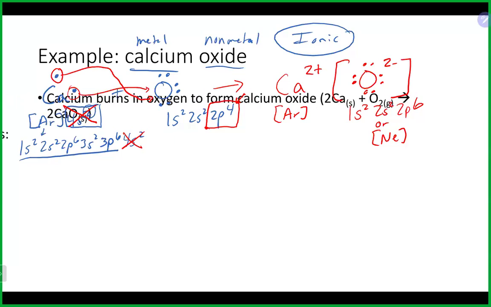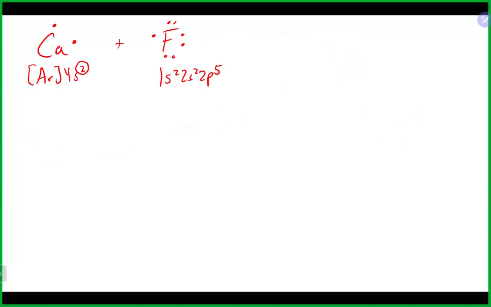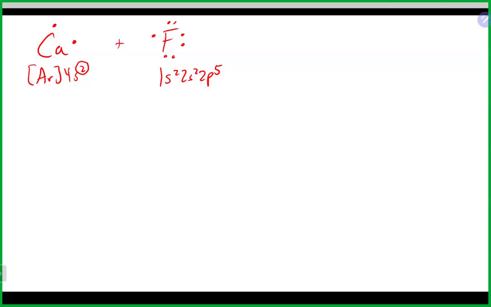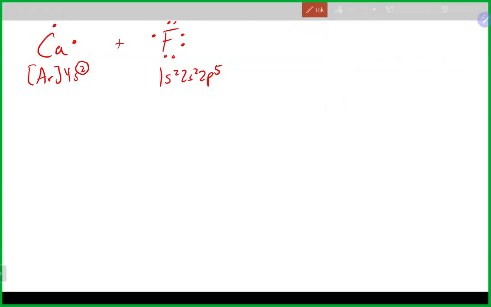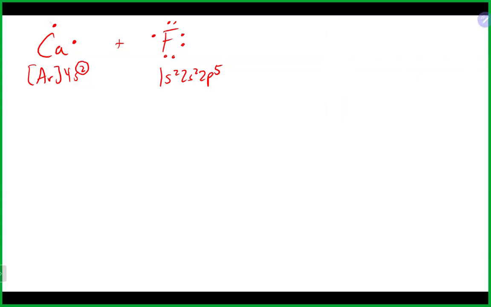Now, what happens if we combine those two together? What happens if I take a calcium that has 2 valence electrons, starting with our argon 4s2 configuration, and I put it together with our friend fluorine that we saw in the first example, which has 2s2 2p5? Once again, calcium being a metal and fluorine being a non-metal, we are going to get a transfer of electrons. So my calcium is going to send its electron over to fluorine.